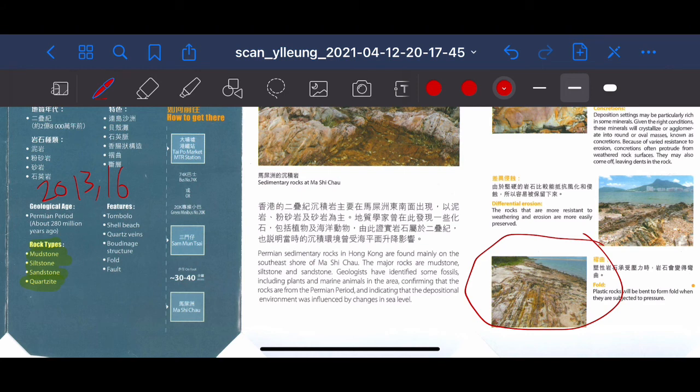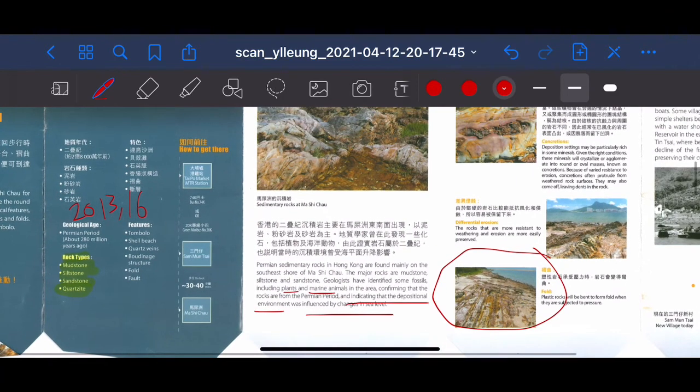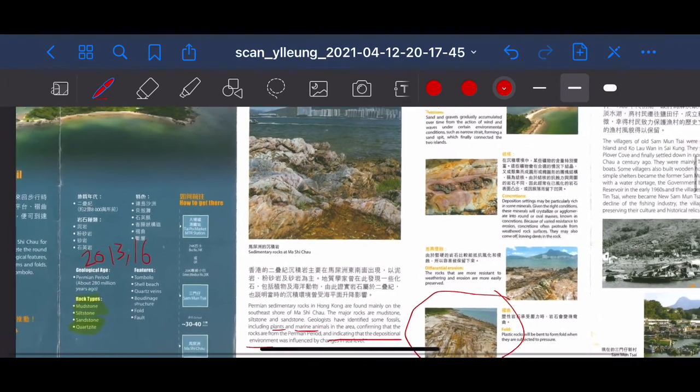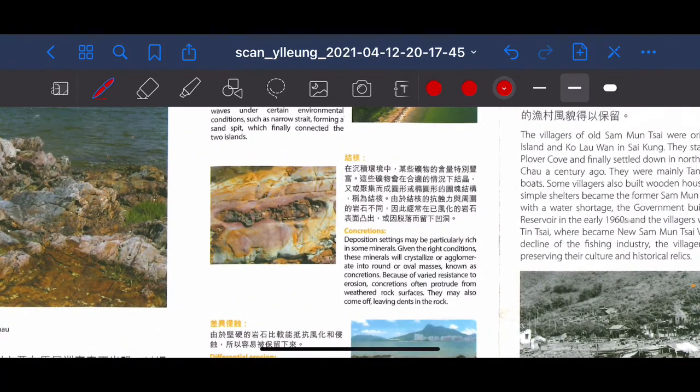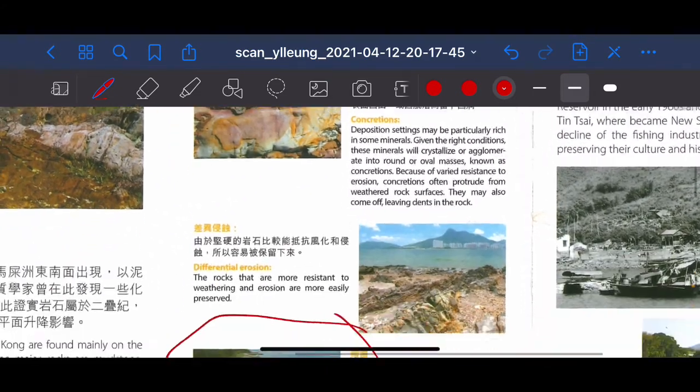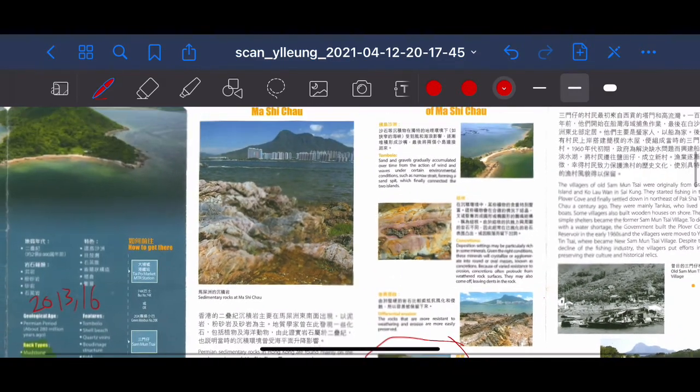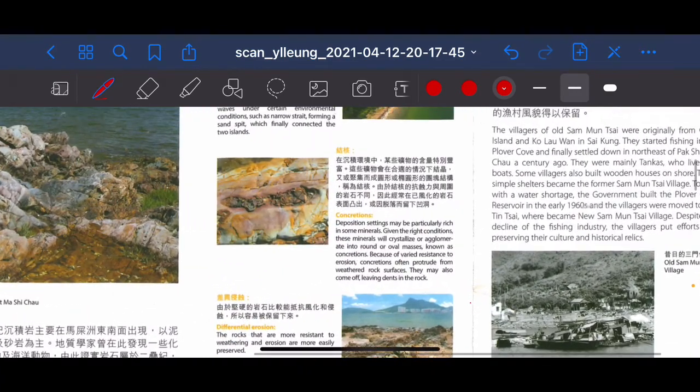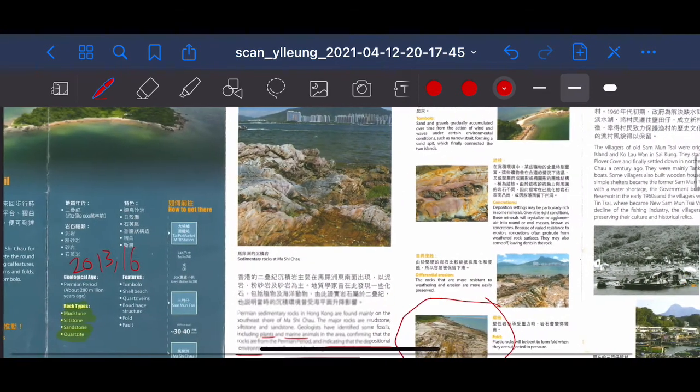Okay, and so what are the characteristics of this sedimentary rock? Indeed, we can find a lot of plants and also marine animals, and that is also indicating that the depositional environment is influenced by the change of the sea level. And what's more, you can find a lot of different types of structure also. Okay, but I'm not going to talk about them because it's out of the syllabus, but it's really worth going.